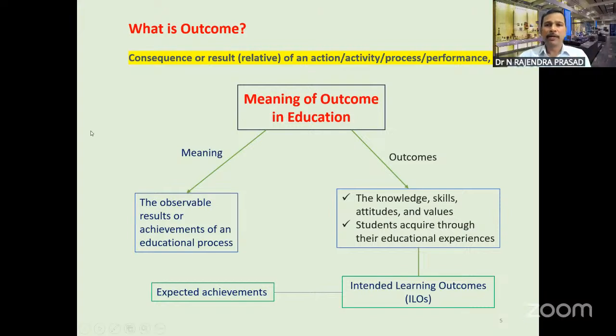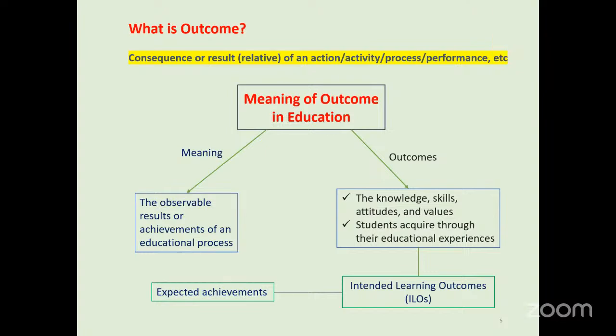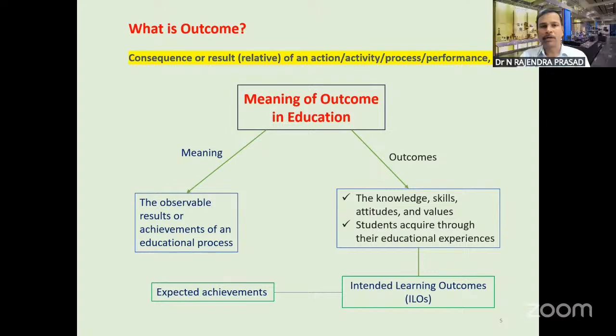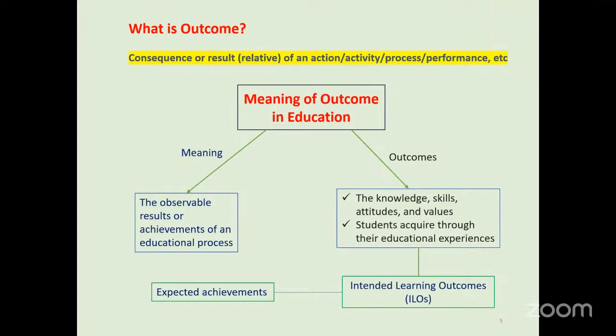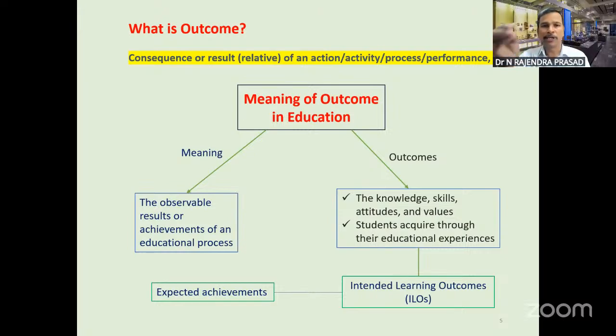So outcome can be defined as a consequence or the result. It is a relative terminology. Outcome is a relative terminology of the learning process. Outcome is related not only to the course, but also to the program. Program has its outcome, BA has its outcome, BCom has its outcome, BBA has its own outcome. So that is the relative terminology for each and every program, for each and every course.